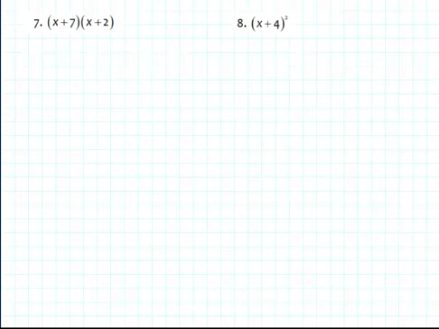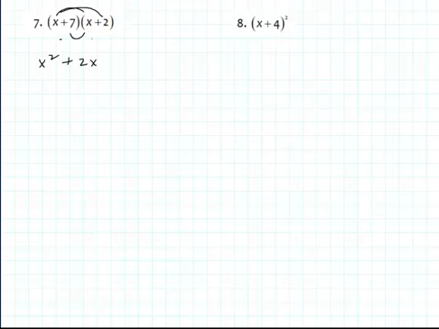Here we're going to take these two binomials and we're going to FOIL them. I like to say it like this. I'm going to do first times the first, first times the second, and then I do second times the first, and then I do second times the second. Combine the middle terms, 2x here, 7x here.